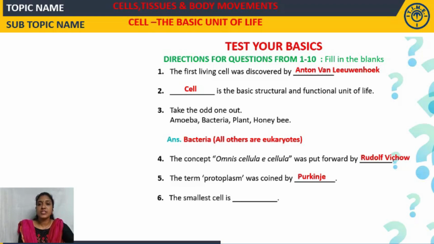Which is the smallest cell? The size of a cell may vary. It may be big or it may be small. The smallest cell ever known is a bacterium known as mycoplasma. It is a prokaryote. So what is the peculiarity of mycoplasma? Most bacteria have a cell wall, a rigid cell wall. But mycoplasmas lack a cell wall.